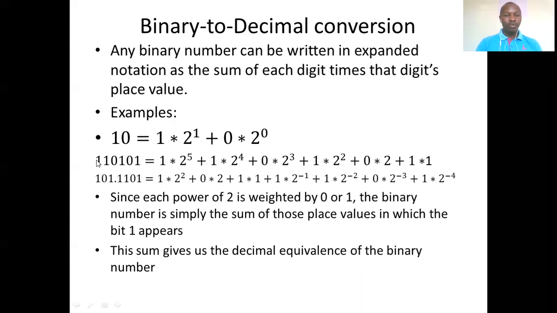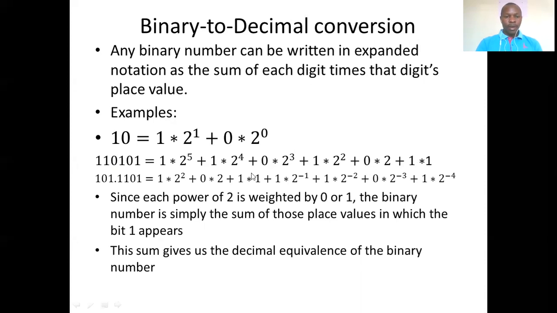The first one will be 1 times 2 to the power of 5 plus 1 times 2 to the power of 4 plus 0 times 2 to the power of 3 plus 1 times 2 to the power of 2 plus 0 times 2 to the power of 1 plus 1 times 2 to the power of 0. 2 to the power of 0 is 1, that's why here we have 1 times 1. And 2 to the power of 1 is 2, that's why here we have 0 times 2.